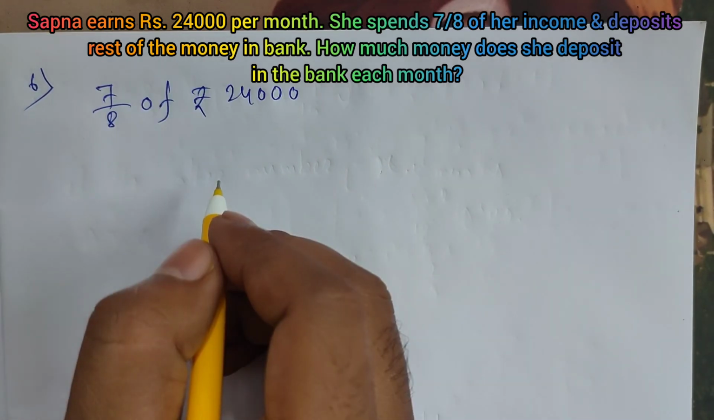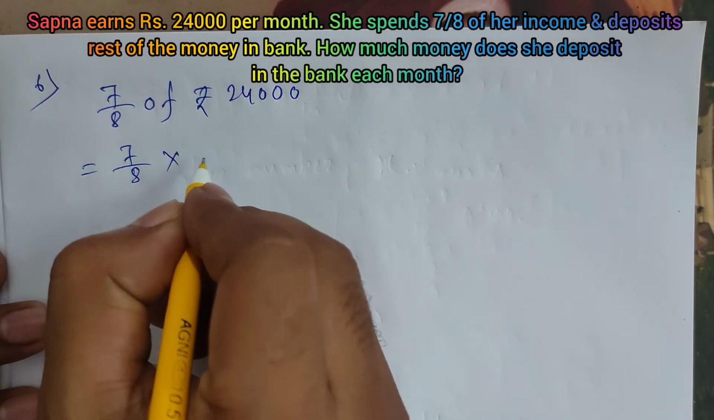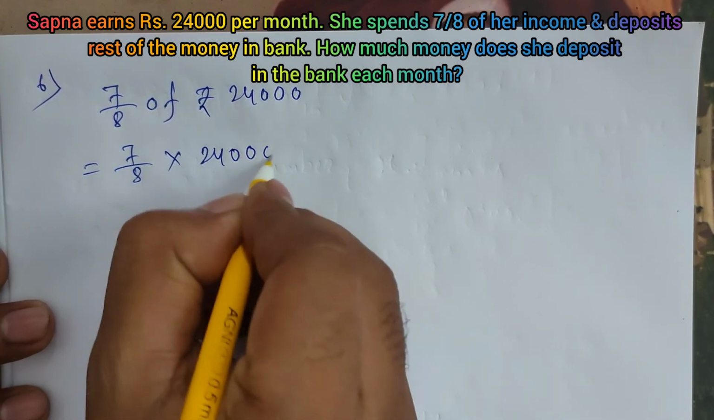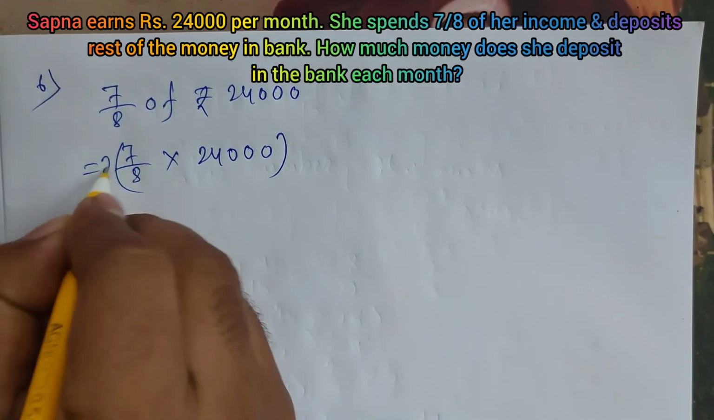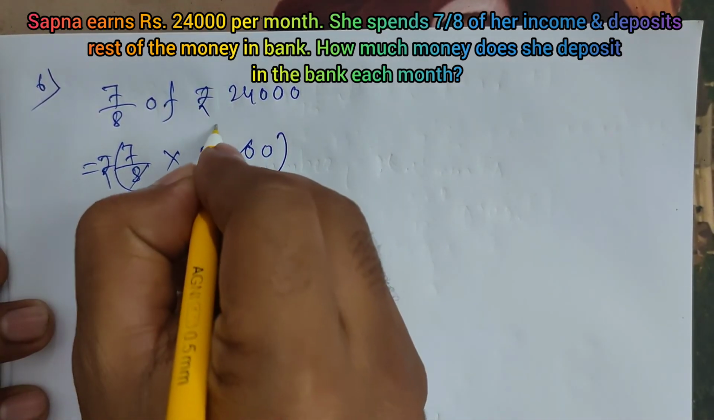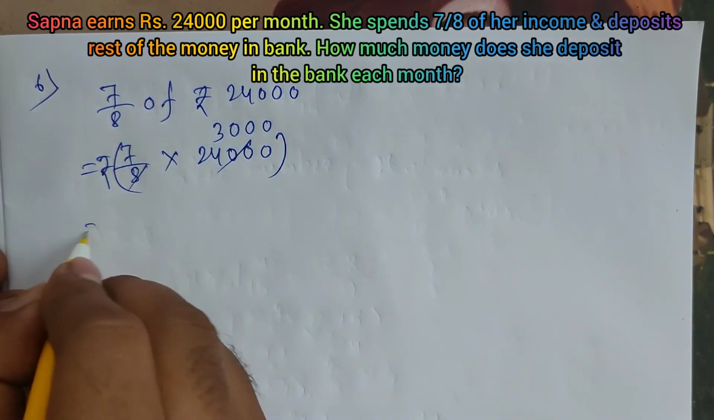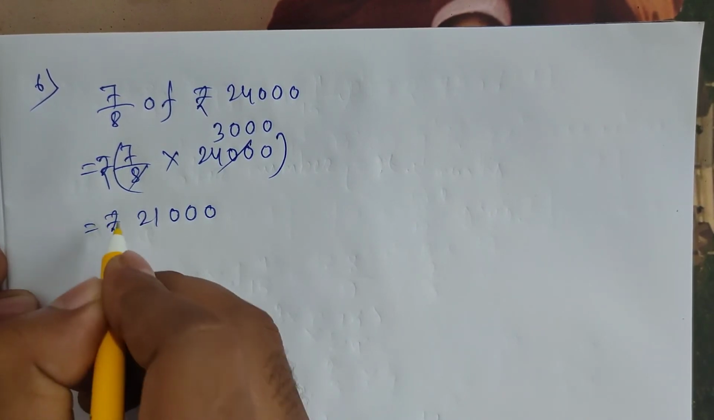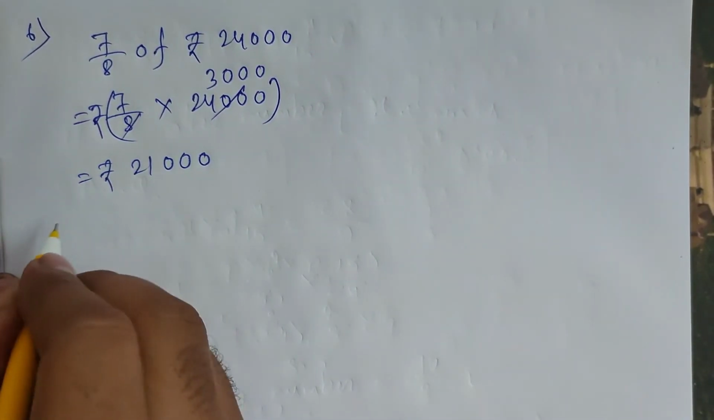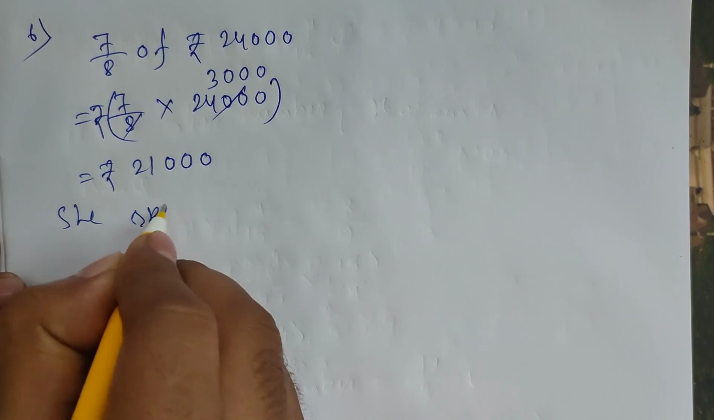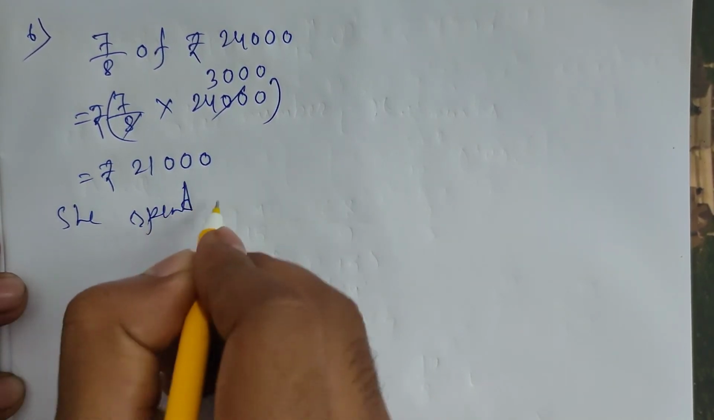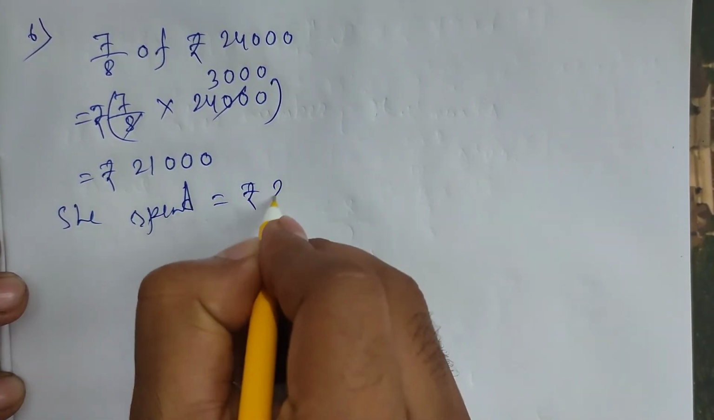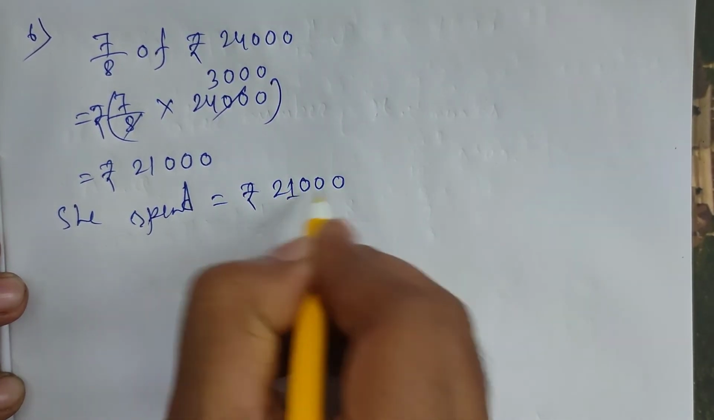So 7 by 8 of rupees 24,000, that means total income. So 7 by 8 multiply 24,000, it will be rupees. 3 8s are 24, and that means 3,000. 3 7s are 21, so 21,000 rupees she spent. That means she spent equal to rupees 21,000. So what is the rest part?